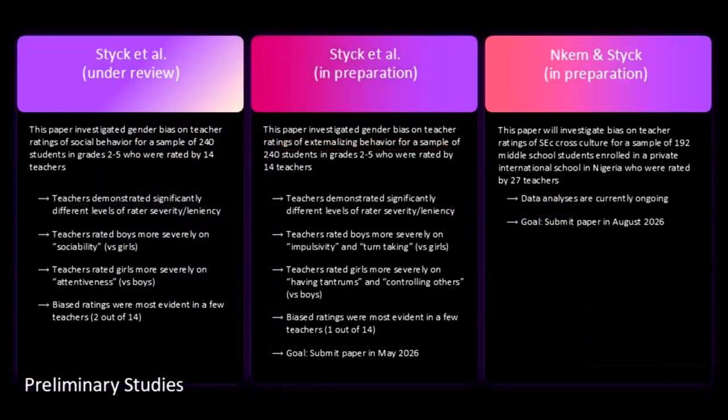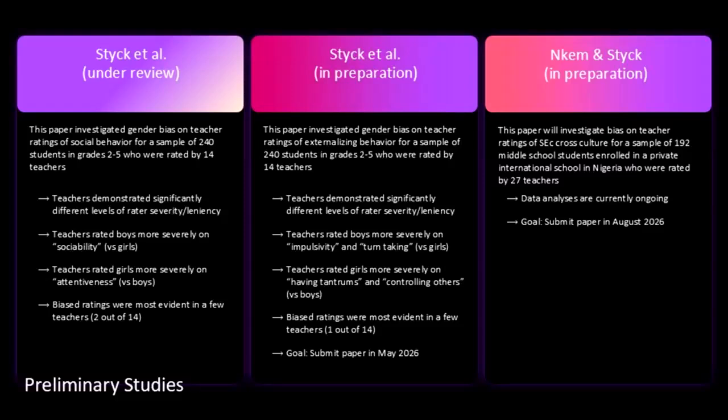So, some stuff that we've done recently in the lab. We have a paper under review where we looked at gender bias for teacher ratings of social behavior for 240 students in grades 2 through 5 who were rated by 14 teachers. Not only did we find rater effects, but we found that teachers rated boys more severely on sociability versus girls. So there were different expectations for what that looks like. And then attentiveness, for girls being rated more severely than boys.